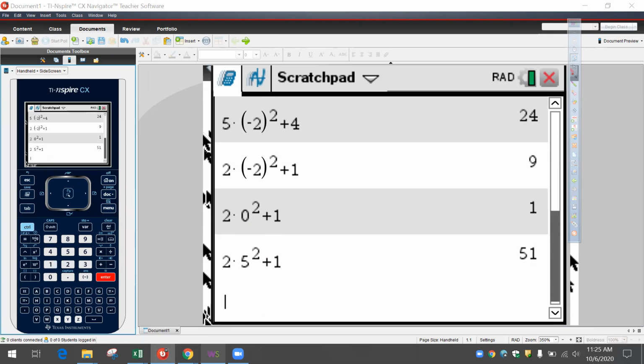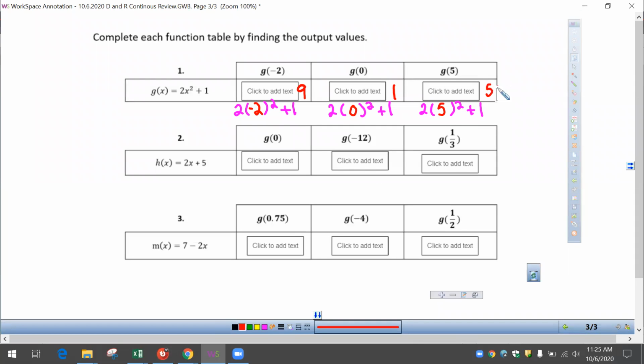And you get 51. Now remember what this really means is that your input, which is your domain, -2, whenever you input that into the function, your output is 9, all right? Whenever you input 0 into the function, your output is 1, all right? Whenever you plug in 5 into the function, your output's 51. On this one, you would use this function as well, and you set it up like that.